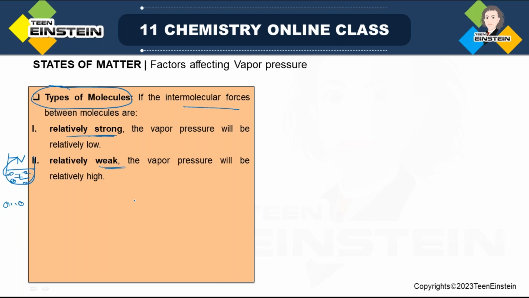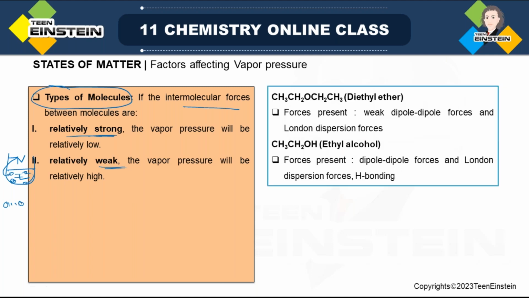Now remember the last example, ether and water. In water, hydrogen bonding is present, which is strong. But in ether, there is no such thing. So obviously, ether has relatively weak intermolecular forces. So vapor pressure is high and boiling point is low.